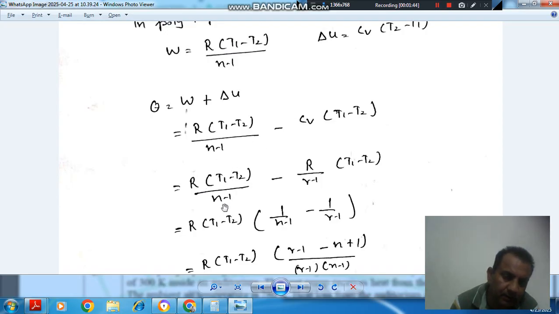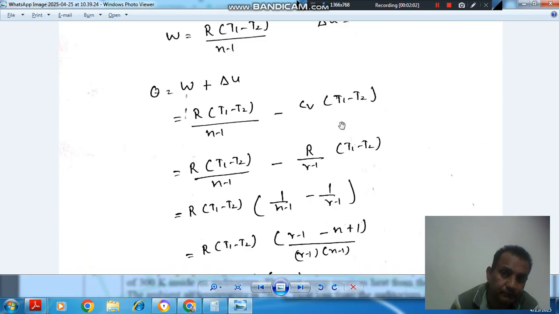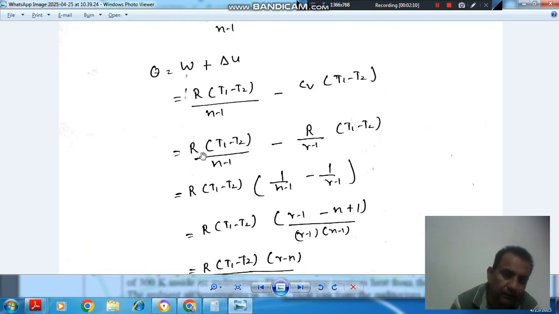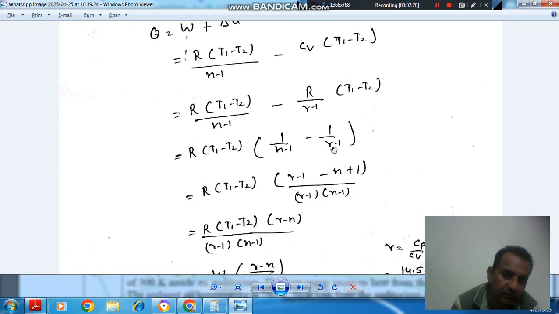and here it will be R (T1 minus T2) divided by (n minus 1), and this Cv can be written as R by (gamma minus 1) for an ideal gas, where Cp by Cv is gamma, so Cv can be written as R divided by (gamma minus 1). So this expression will be R over (gamma minus 1) times (T1 minus T2). So now we can take common R (T1 minus T2), then the remaining terms will be 1 by (n minus 1) and minus 1 by (gamma minus 1).